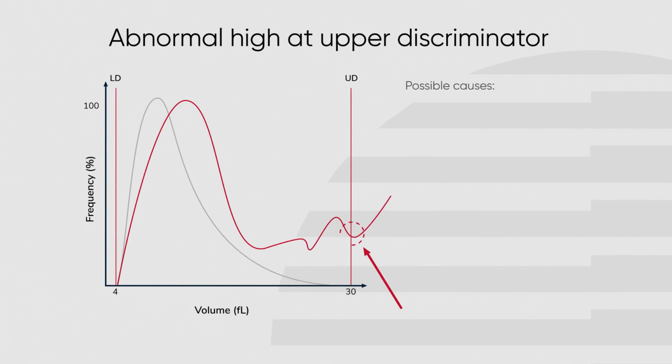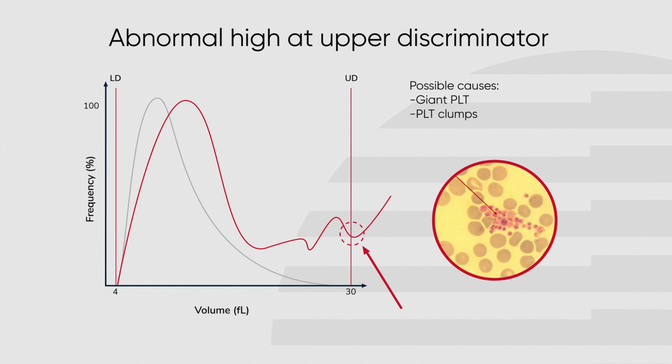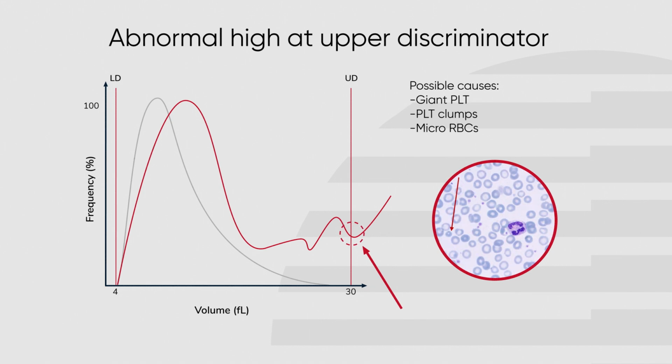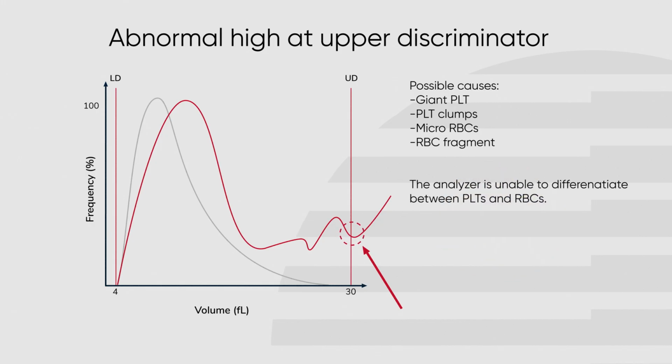An abnormal high at the upper discriminator could have several possible causes such as giant platelets, platelet aggregates, microcytic red blood cells, or red blood cell fragments. The reason for the abnormal high at the upper discriminator is that the analyzer is unable to differentiate in between these cells and complexes as they are very similar in size and the populations therefore merge. If this occurs, the instrument may flag for abnormalities in PLCC, PLCR, and PDW. Verify findings in smear.